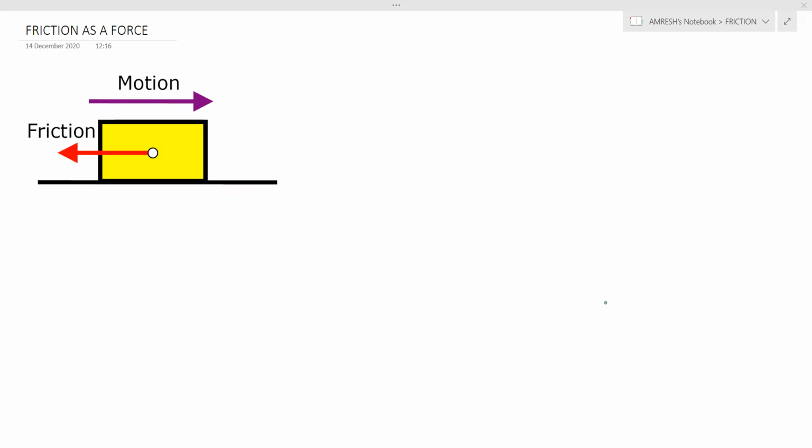Today we are going to start a new chapter of science, that is friction as a force. This diagram is very important. You see this diagram, and after writing the definition, you will be able to understand what friction is.